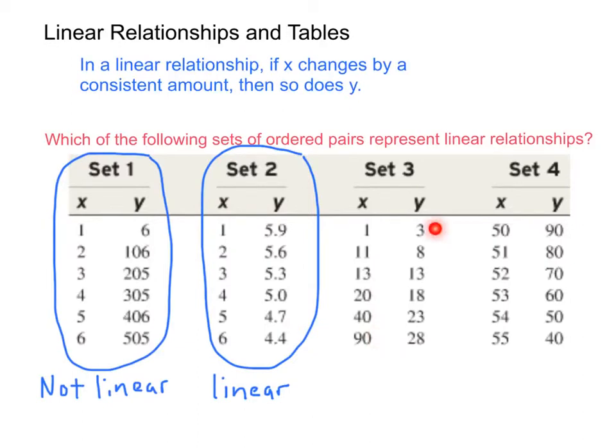Whereas y goes from 3 to 8 to 13, so it looks like it's going up 5 each time. In this case, we can see that y does follow a consistent pattern, but x doesn't. So this is not linear.